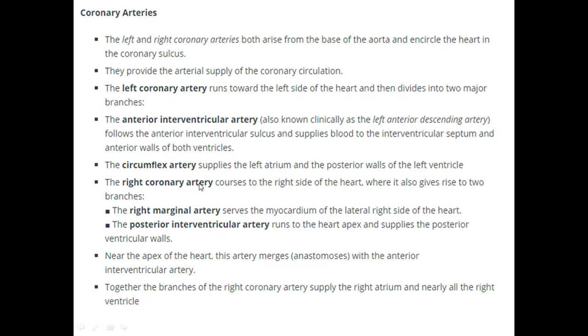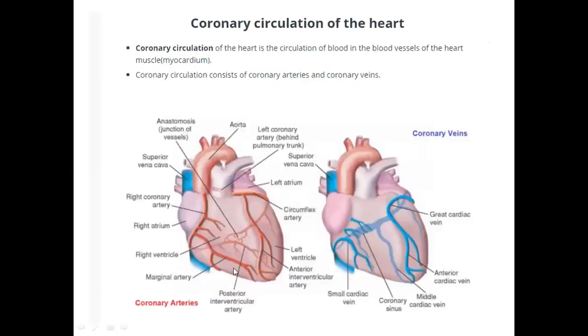So the right coronary artery has two main branches: the right marginal artery, which supplies the myocardium on the lateral side of the heart. So here you would see the right marginal artery. This is the marginal artery supplying the lateral part of the heart, and it is coming from the right coronary artery. So this is the branch. This is the marginal artery here, coming from the right coronary artery.